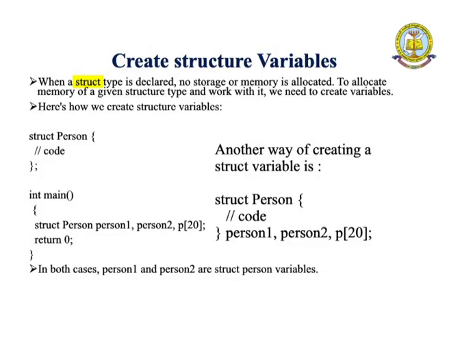There are two possible ways to create structure variables in C. The first way is that you can create structure variables along with the structure declaration, and the second way is to create the structure variables in the main function. So, we will see the first one. In the first example we have the creation of structure variables in the main function.